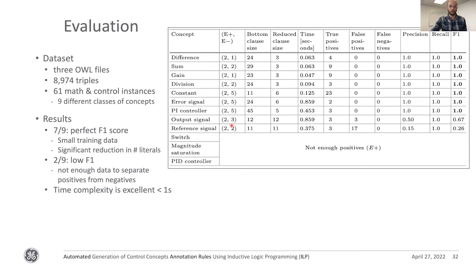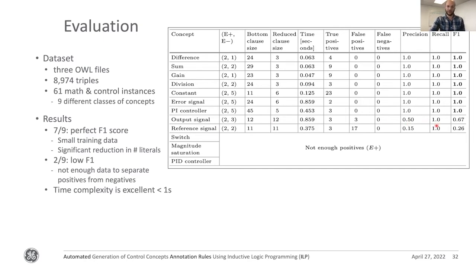We see that for two concepts, we actually got a low F1 score. But in the table, we see the original bottom class size and the reduced class size. So in all the perfect ones, we have a very major reduction and very good results. For these two, the output signal and the reference signals, there was no reduction at all because we couldn't reduce the class at all.